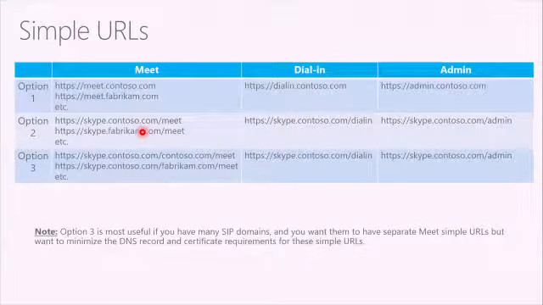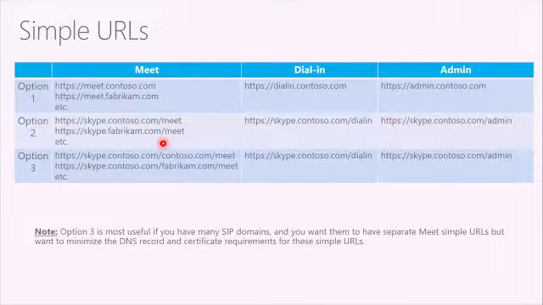This helps to reduce the number of names that we work with, but it still doesn't necessarily solve the problem. When I look at Fabricam, they're still also going to have skype.fabricam.com/meet, but their dial-in and admin URLs are still going to be the same as we saw earlier. So this can help to reduce some things, maybe help to streamline or optimize the way you've laid these URLs out. But if that option doesn't work for you, you can always look at option 3.